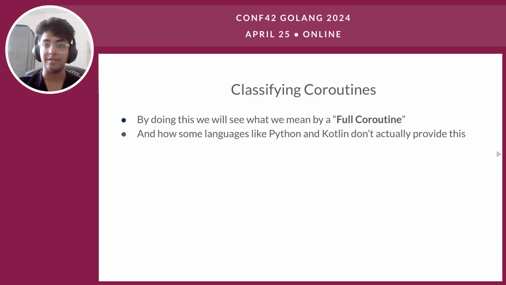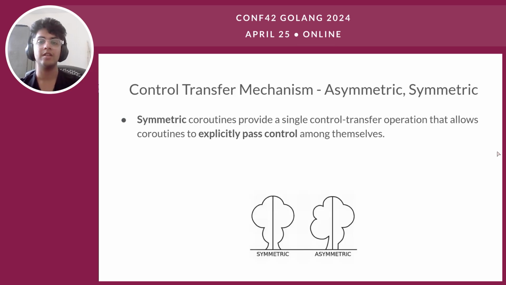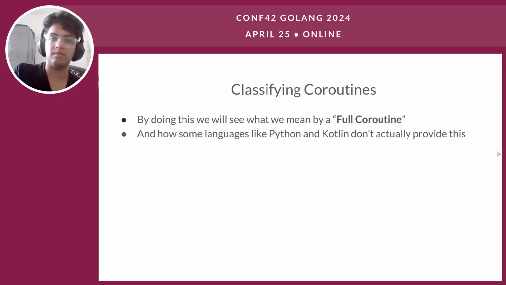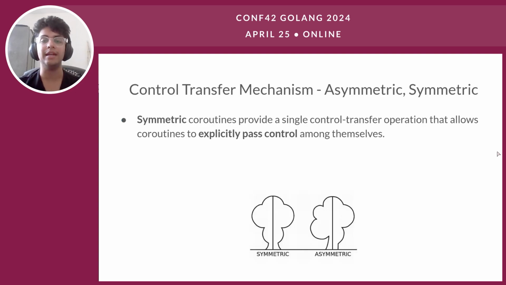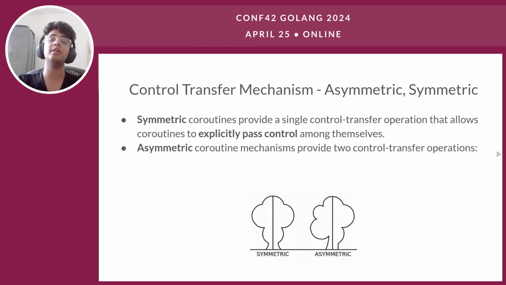Some languages like Python and Kotlin, which actually provide coroutines, don't actually provide full coroutines. So, just for the sake of completeness, let's start classifying coroutines. One kind of classification is symmetric coroutines, which is different from what we've been seeing so far. A symmetric coroutine only has one control transfer operation, and so it disallows coroutines to explicitly pass control amongst themselves. But what we're interested in is asymmetric coroutine mechanisms, which provide two control transfer operations. In our case, it was the resume and yield operations.